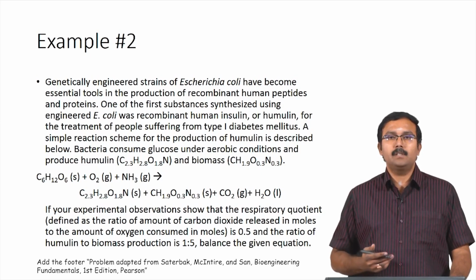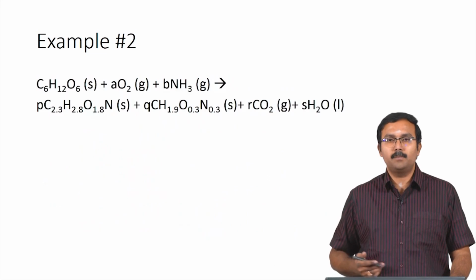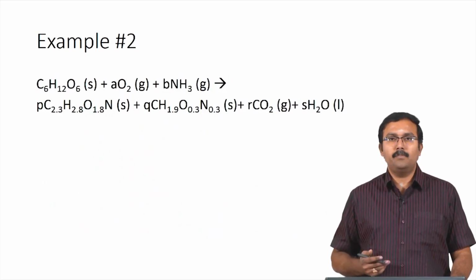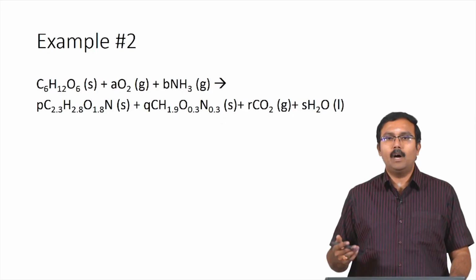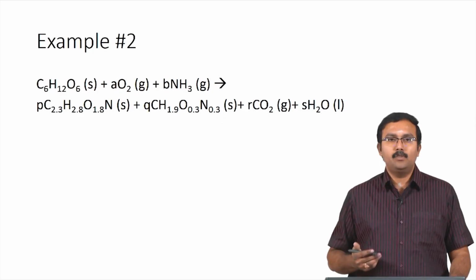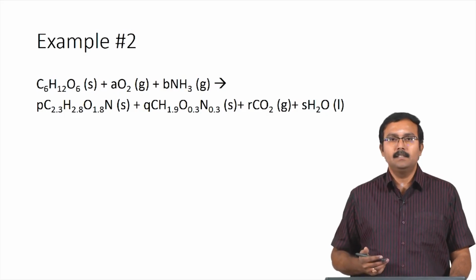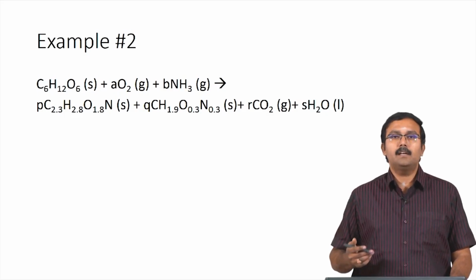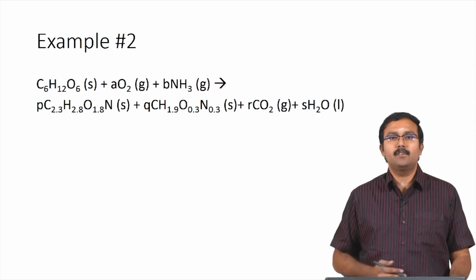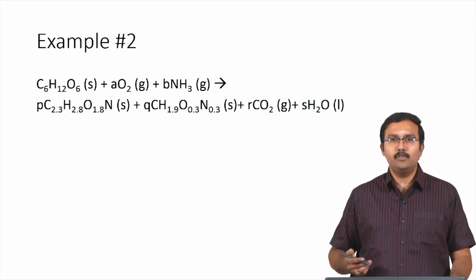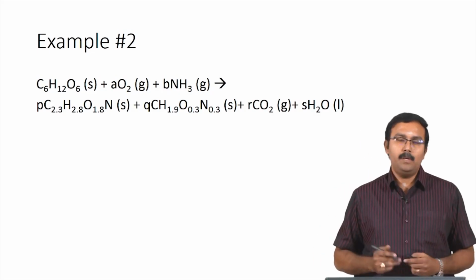Now, we need to look at how we go about solving this problem. So, to identify the stoichiometric coefficients of all these terms, we will introduce these variables A, B, P, Q, R and S. So, we assume that 1 mole of glucose is taking part in the reaction, and we will try to calculate the stoichiometric coefficients for all the other terms, assuming 1 mole of glucose is being consumed during this reaction. So, how do we go about this?